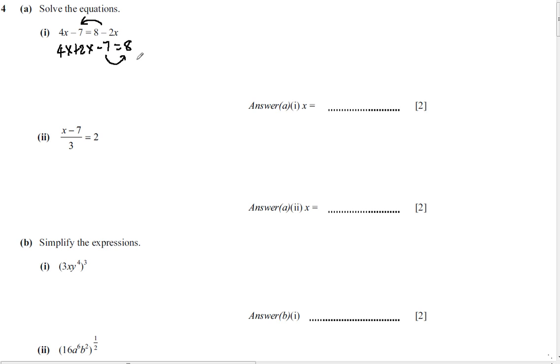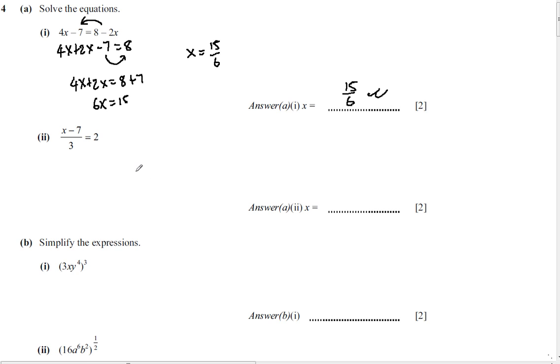We'll take this negative 7 to the right. We've got to add 7, and we'll do this to both sides. So 4x plus 2x is equal to 8 plus 7. So 4x plus 2x is 6x, is equal to 15, so x is equal to 15 over 6. So that's the first one down. Hope that makes sense. There we go.